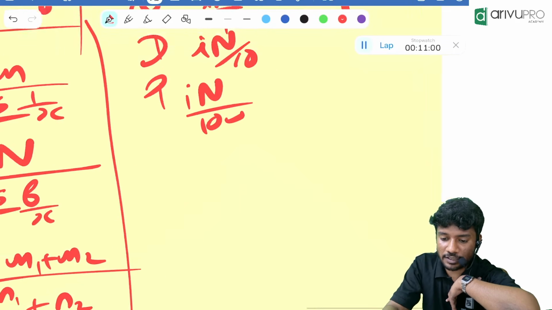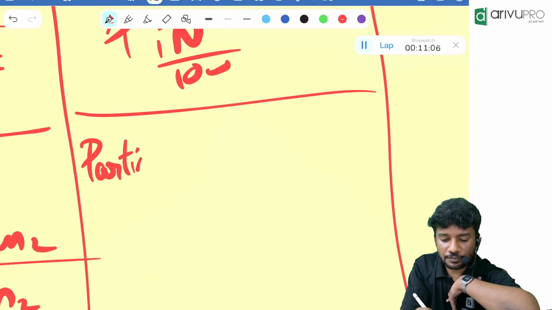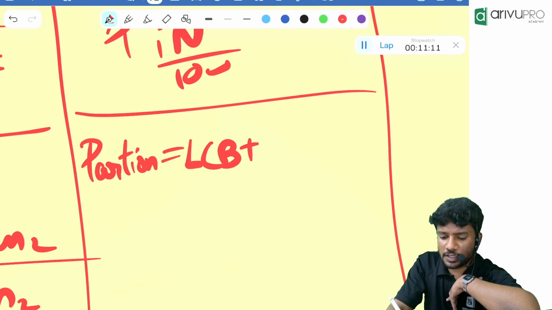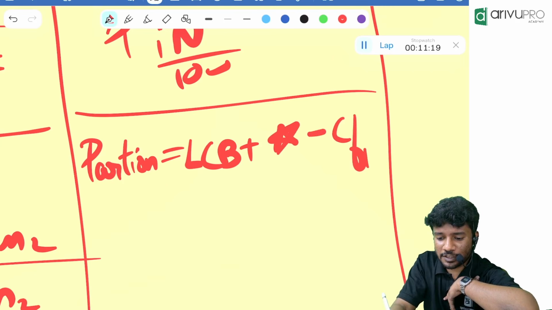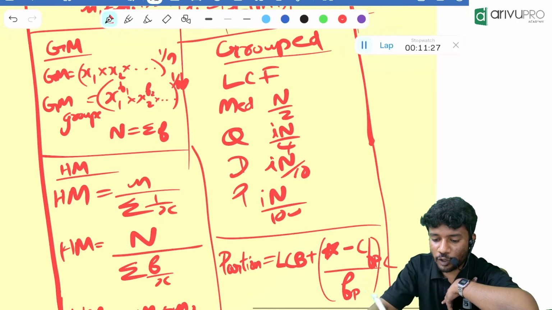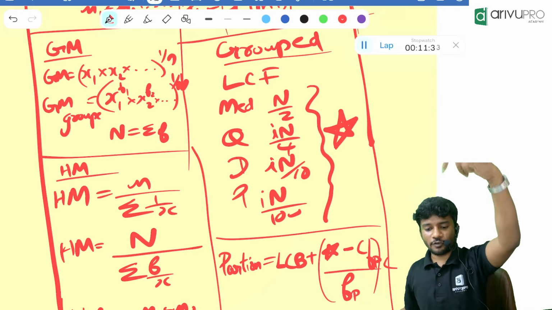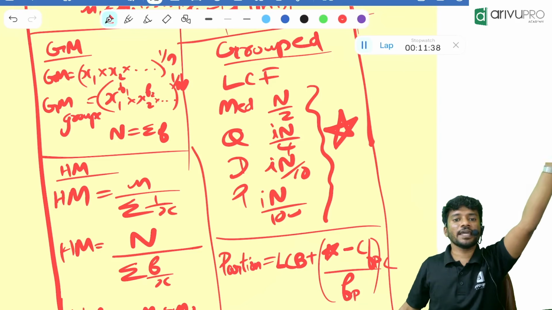In general, I will write the formula down for any of the partitions. Okay. Partition formula: partition is equal to lower class boundary plus, I will put a star, let a star be there, minus cumulative frequency of the previous class divided by frequency of the partition class, entire thing multiplied by C. This star can be any of it, correct? For median it will be N by 2. For quartile, it will be iN by 4. For decile, it will be iN by 10. Then for percentile, it will be iN by 100.